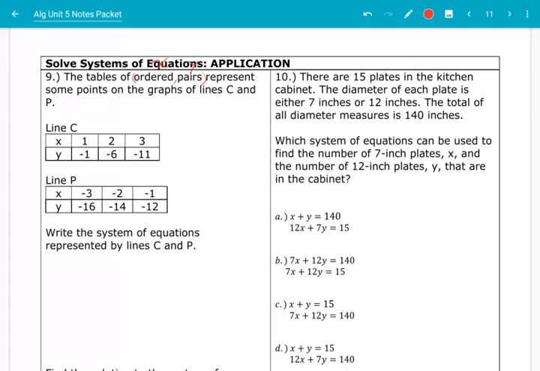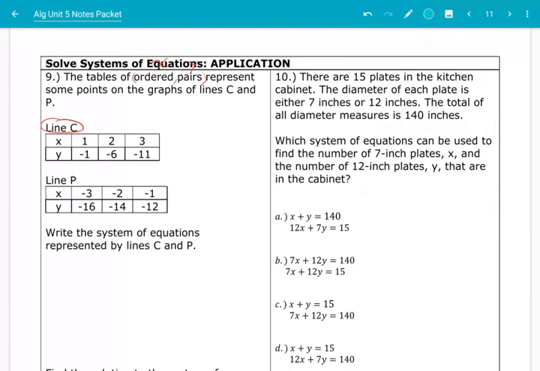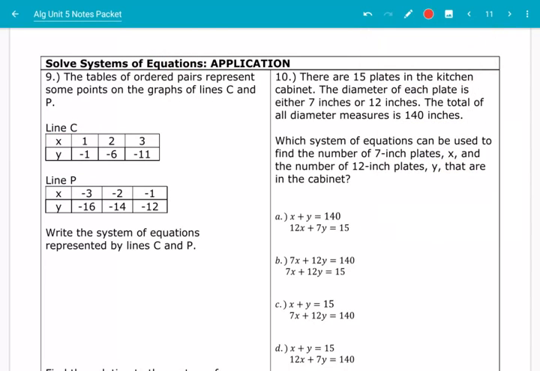Represent some points on the graphs of lines C and P. So here's a line, and I'm going to switch colors for this one. Now they've got these sideways going from left to right there. So x is on top and y is on the bottom. So let's take a look at line C.